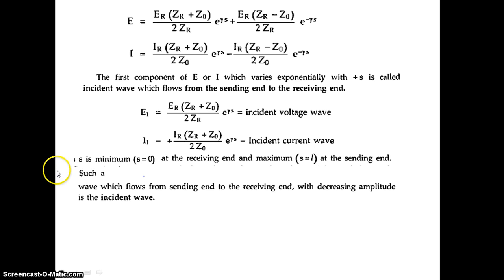S is minimum at the receiving end: S equal to 0 at the receiving end, as distance is measured from the receiving end, and maximum at the sending end. Such a wave flows from the sending end to the receiving end with decreasing amplitude. Here the amplitude decreases from the sending end to the receiving end. This is called the incident wave.